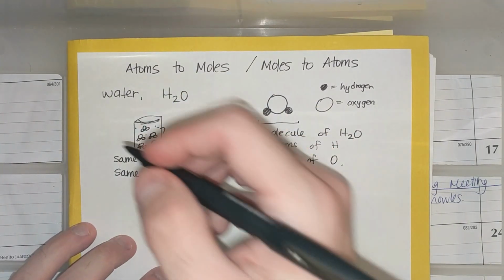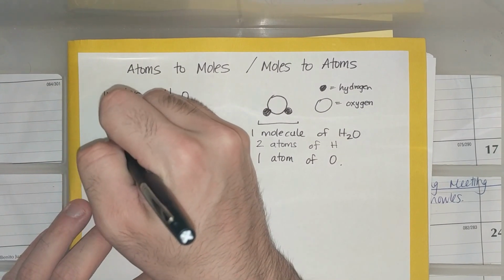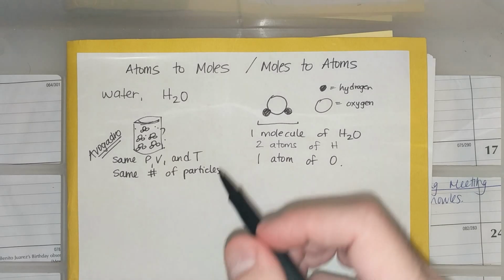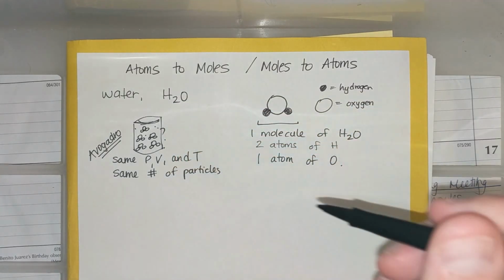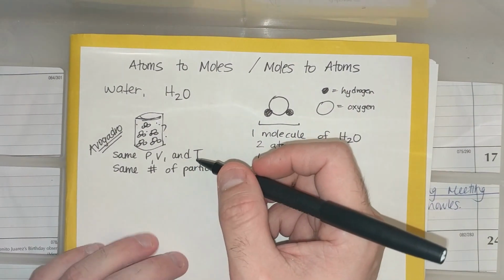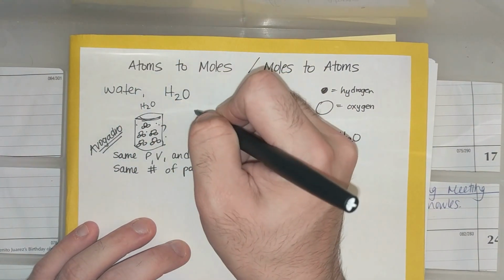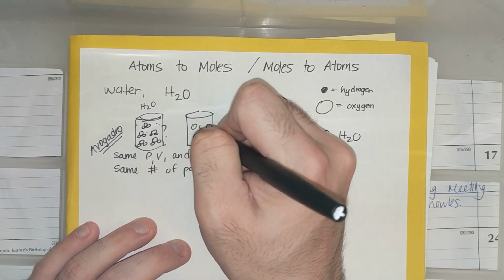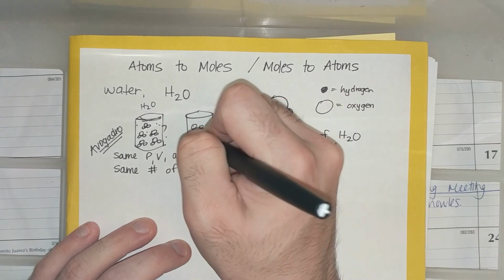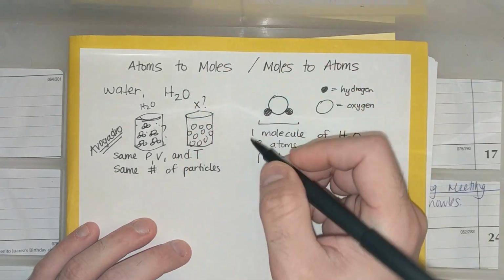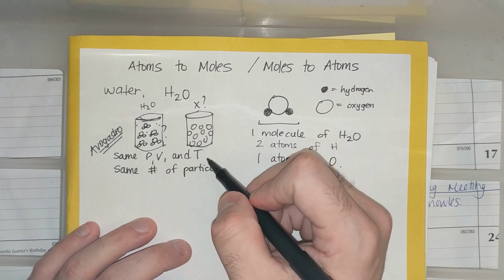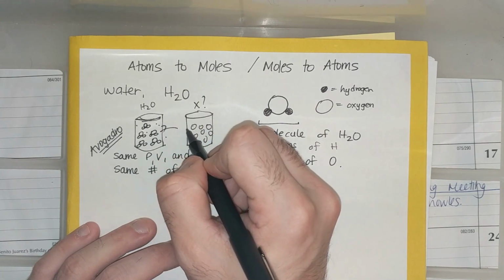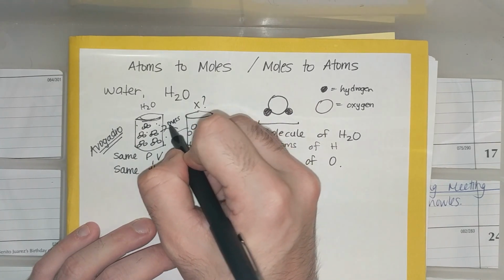Okay, so this was Avogadro who said that. Avogadro said, I don't know how many are in here, but I know that if I have same pressure, same volume, and same temperature, I should have the same number of particles. So if this was water, and then let's say this was another canister that had some other compound in here, or some other element actually in here. Let's call it element X. If it's the same pressure, the same volume, and the same temperature, they should have the same number of particles. The only thing that would be different about them is their mass.